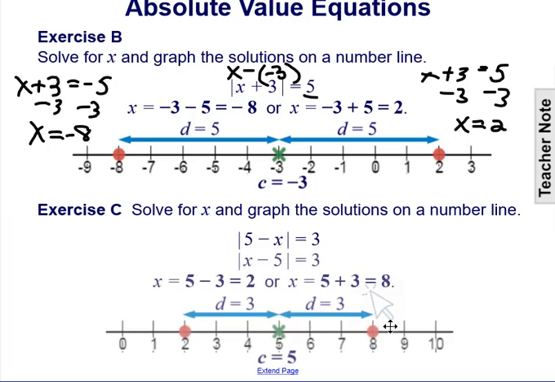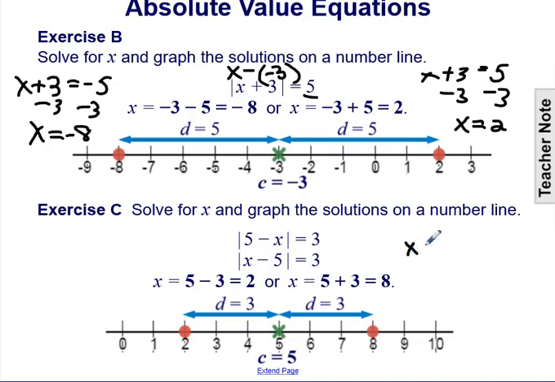Here we have the absolute value of 5 minus x equals 3. So here we have a center of 5. We can rewrite the absolute value of 5 minus x as the absolute value of x minus 5 equaling 3 to put it in our correct format. So then we are having a center of 5 and moving a distance of 3 to the left to arrive at our first solution of 2, and going to the right from 5 to have our second solution of 8.